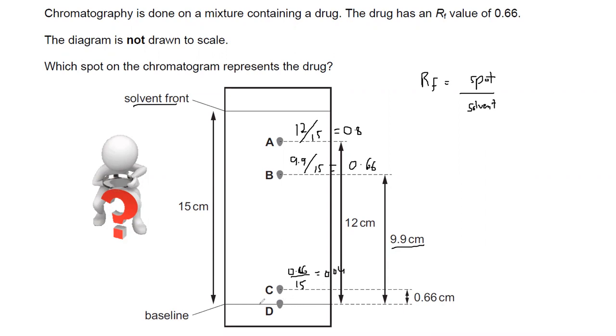And for D, the RF value, because the spot does not move at all, D has an RF value of 0, because it does not rise or move. Is it clear? Why B is the right answer?